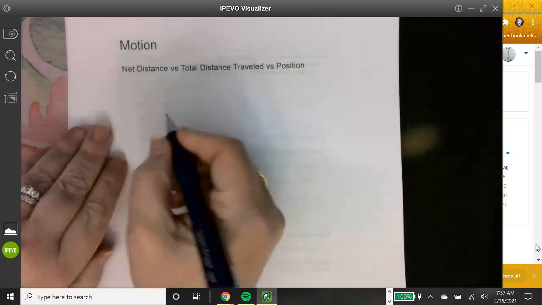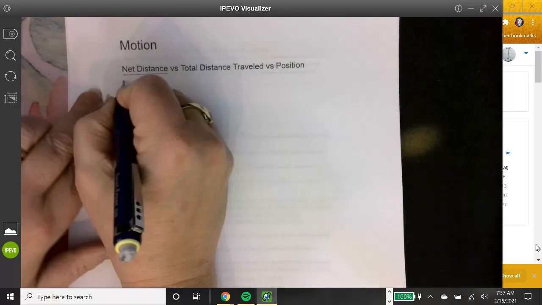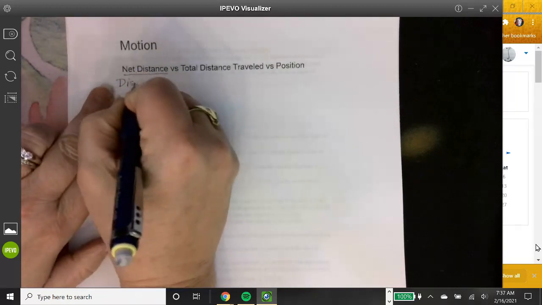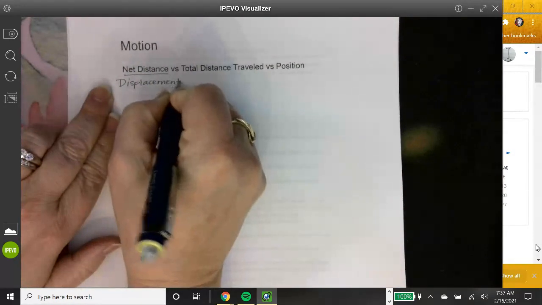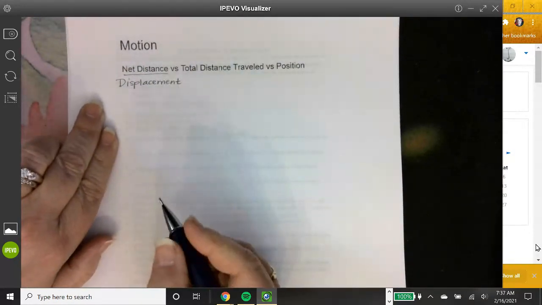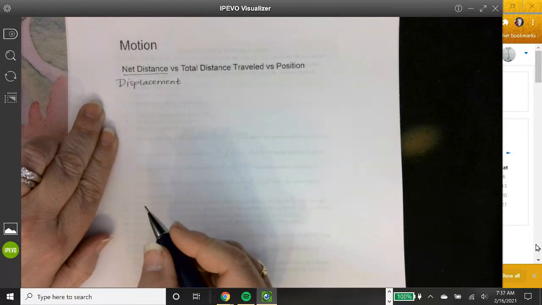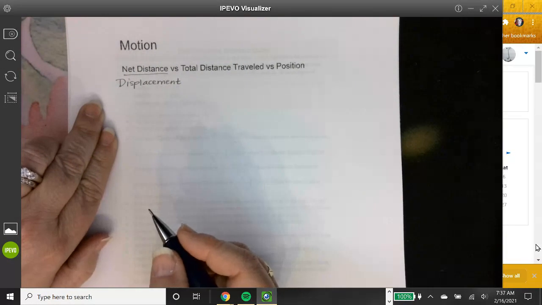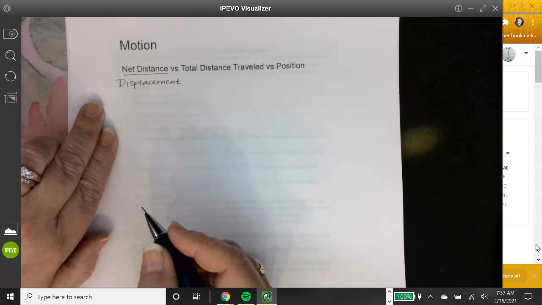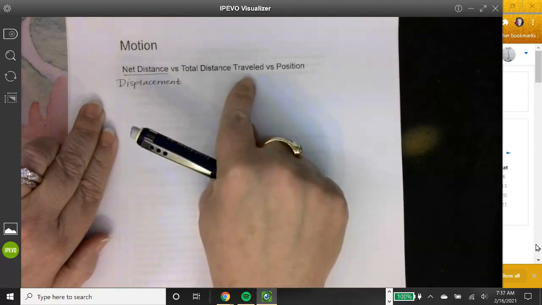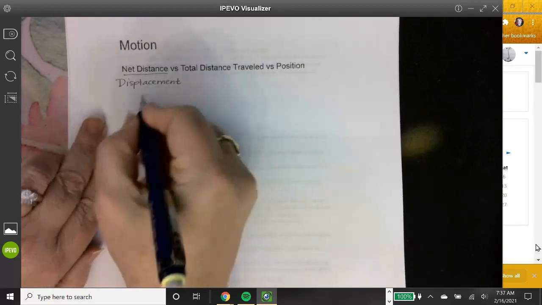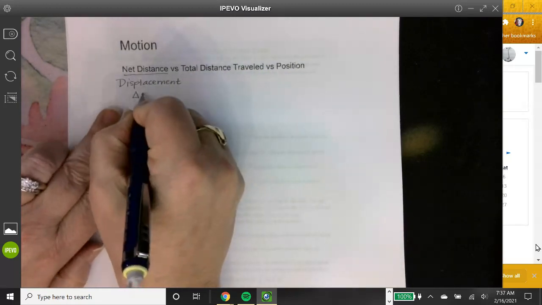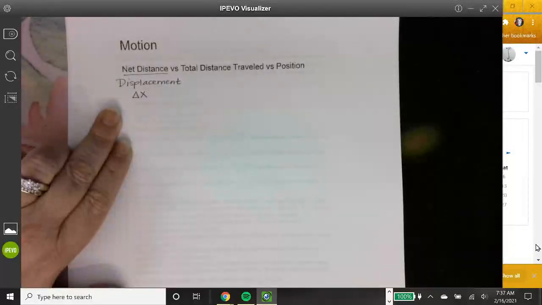Okay, well, net distance is a fancy way of saying displacement, which is a word that's used in physics a lot. It's displacement. And it doesn't take into account how far you went in one direction or how far you went in another direction, like total distance traveled does. Displacement is just the difference between where you started and where you stopped. So that I would say is delta x.